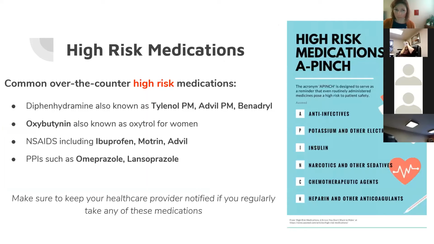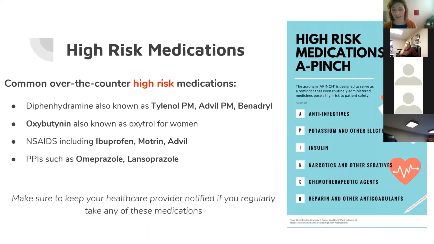Here's a list of some common high-risk medications. On the left, we have the over-the-counter high-risk medications that you can buy at a drugstore. We have diphenhydramine, also known as Tylenol PM, Advil PM, or Benadryl. This can be used for allergy or hay fever or the common cold. We also have oxybutynin, and that is for overactive bladder. Typically, it's prescribed to women.